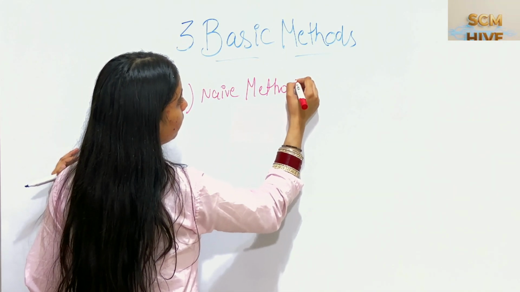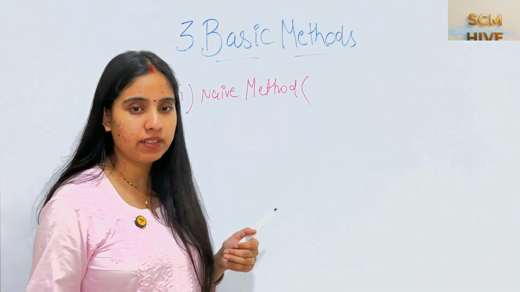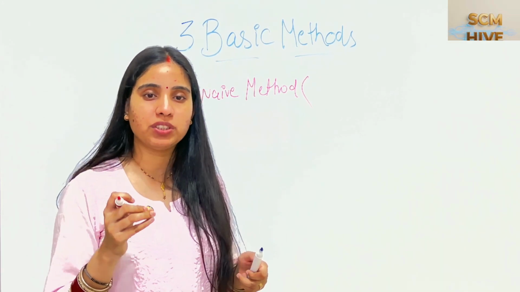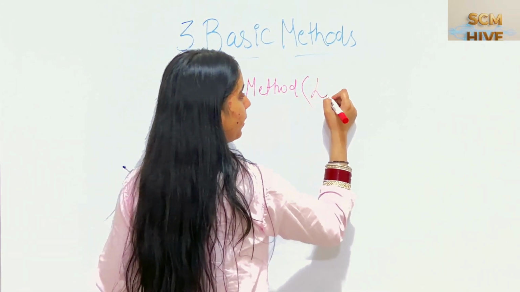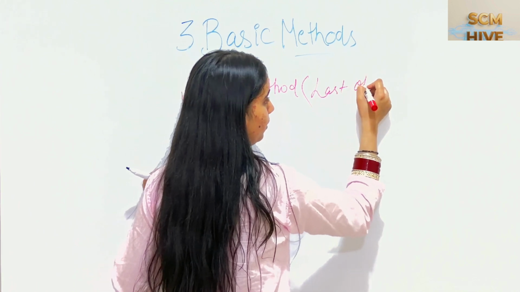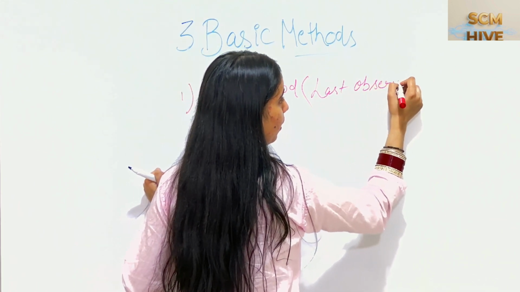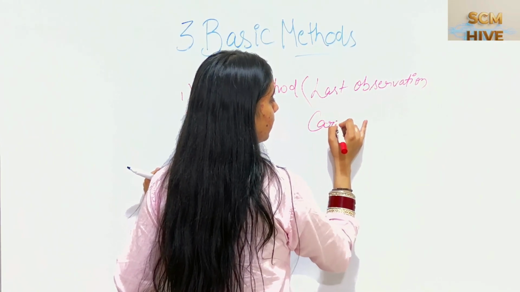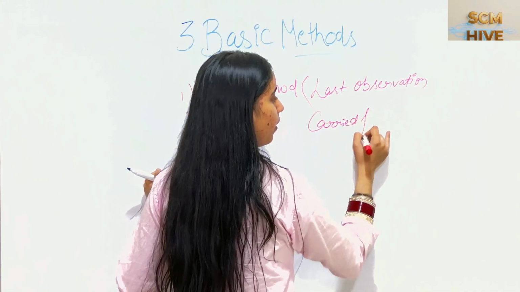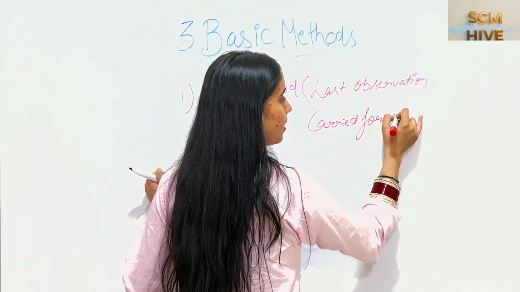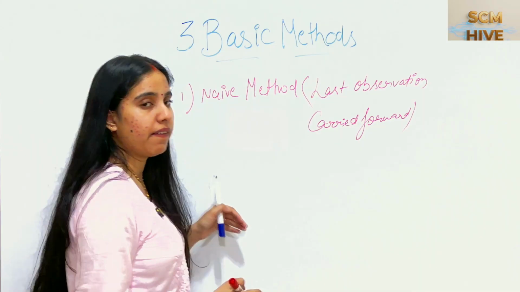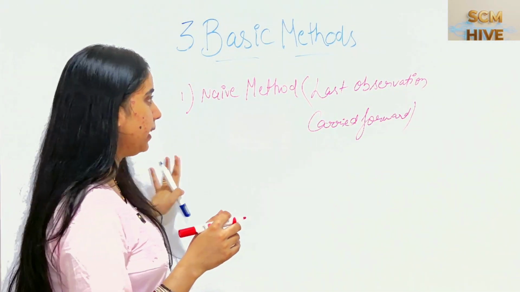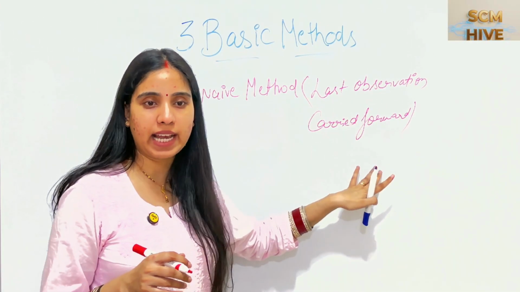Now, what is the meaning of this method? The meaning of this method is last observation carried forward. Last observation carried forward. Now I hope it is very clear with the wording. The NAIVE method means last observation carried forward.